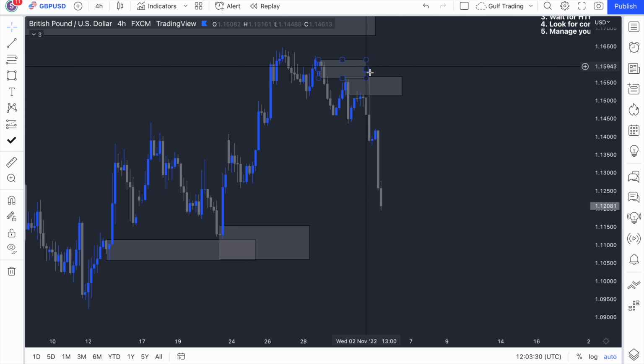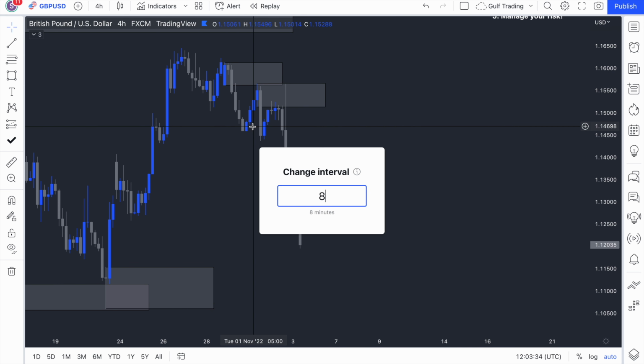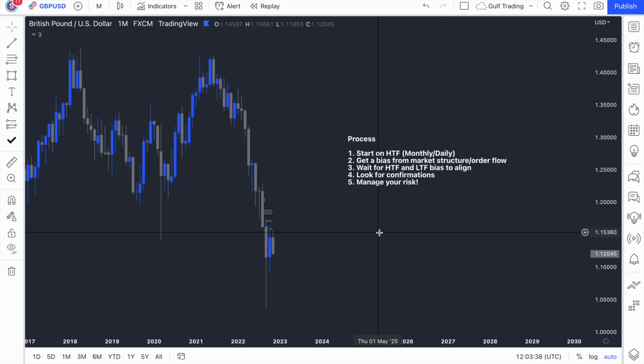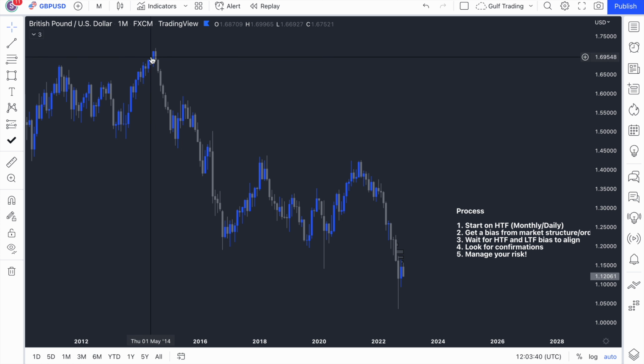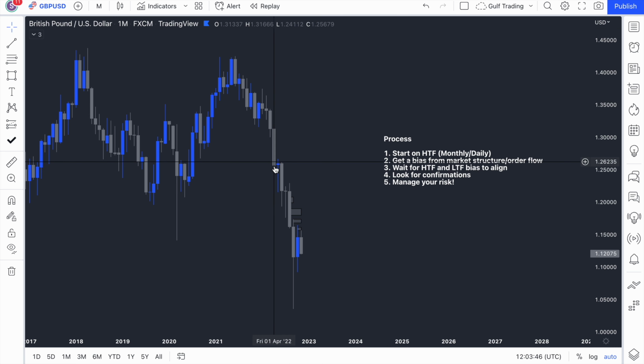I ended up setting up these two zones into it. But how I did that, started on the monthly. We get the process up. You can see the trend, bearish market structure. You're creating lower lows and lower highs, and especially recently, there's a strong bearish momentum.